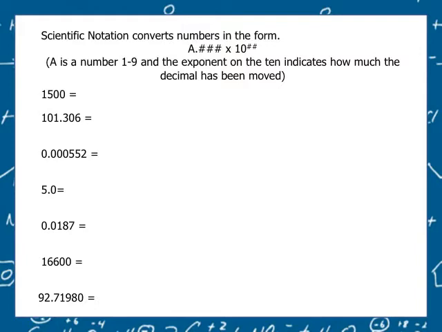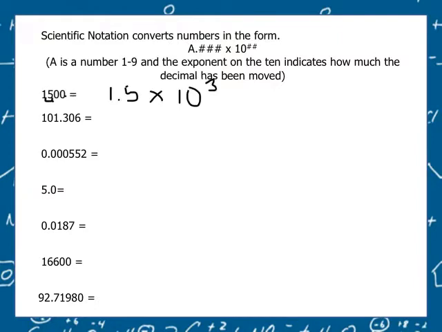Now in this first one, 1500, there's no decimal place shown, but everybody knows where it would be. It would be right there at the end of the number. So I need to move that decimal place until there's only one digit in front of it, and that would be moving it 3 places over. So that is going to become 1.5 times 10 to the third.